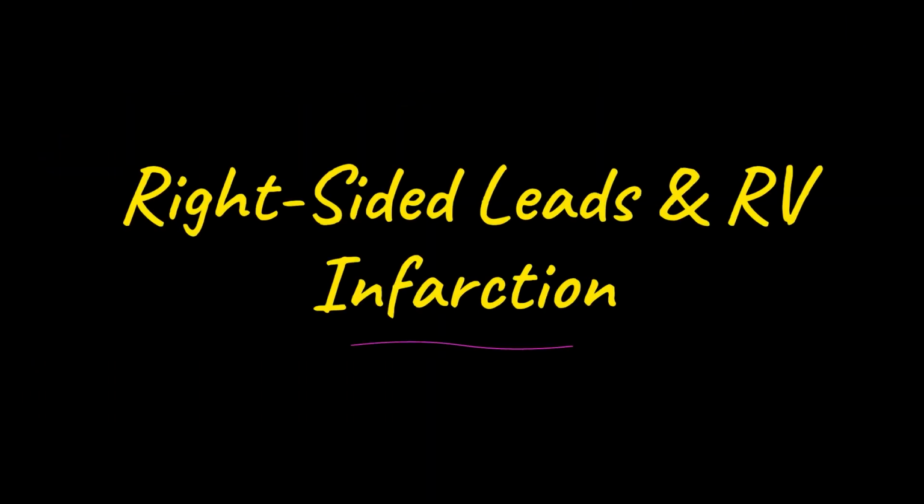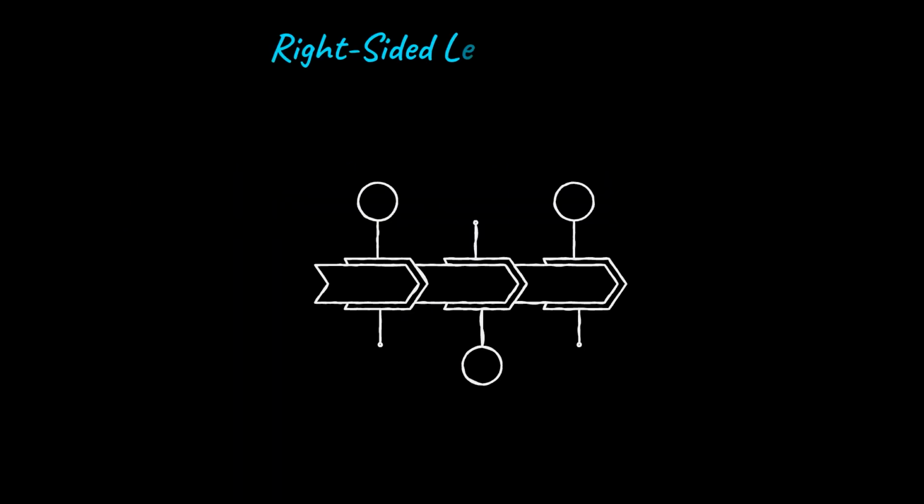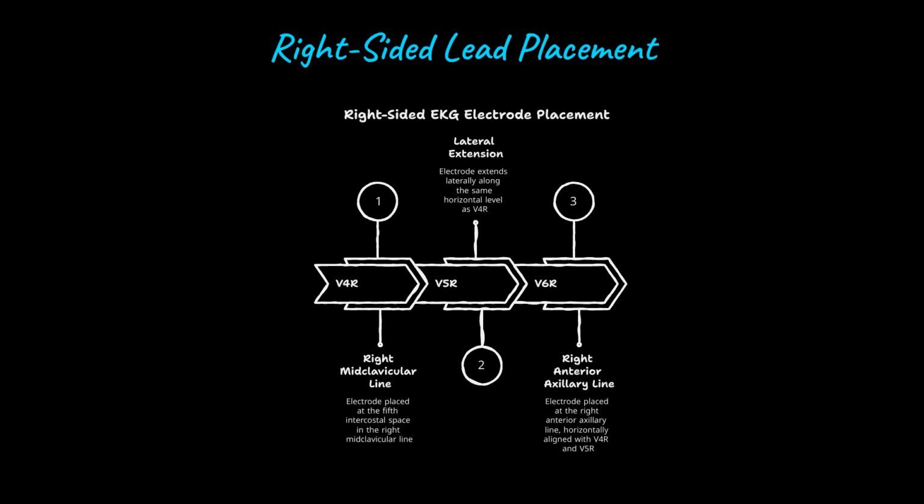When an inferior wall MI is suspected, the standard 12 lead EKG tells only part of the story. The right ventricle remains largely invisible unless we deliberately look for it using right-sided leads. Right-sided leads mirror the standard precordial leads but are placed on the right chest. V4R is the most diagnostically critical, positioned at the fifth intercostal space in the right mid-clavicular line. V5R and V6R extend along the same horizontal level toward the right axilla.